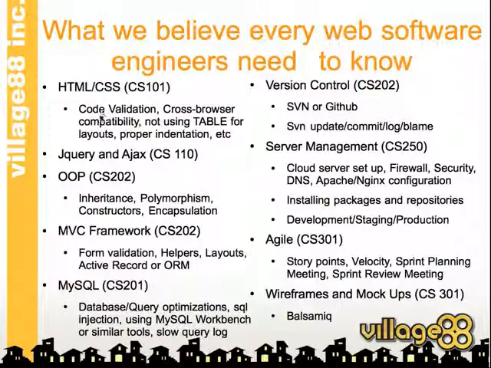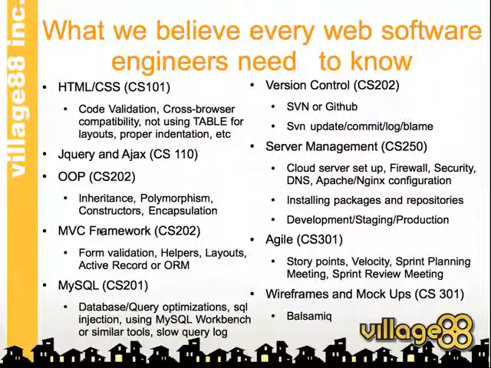Now the next topic, jQuery and Ajax. Ajax is a very popular technology right now, but a lot of people don't really know how to do this the right way. That's one thing that we cover in CS 110. Do you also know how to do object-oriented programming? Do you understand what inheritance, polymorphism, constructors, and encapsulation mean? And do you use OOP when you code? If you don't know OOP, basically you're not really a web software engineer.